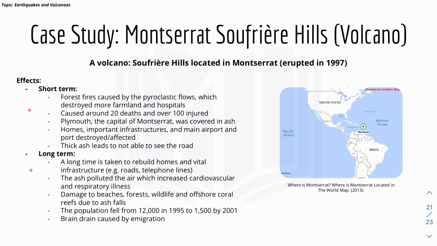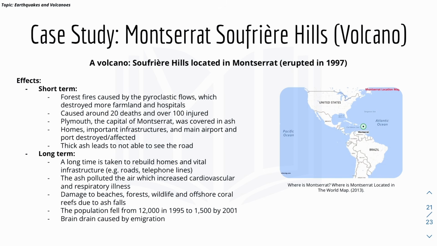And here are some short-term and long-term effects of this volcanic eruption. So short-term effects include forest fires caused by the pyroclastic flow, which is ejected from the volcano itself, and it destroyed more farmland and hospitals. This caused around 20 deaths and over 100 people injured. And as mentioned, Plymouth, the capital of Montserrat, was covered in ash, and also, quite importantly, infrastructure and the main airport were destroyed, leading to not being able to see the road due to thick ash, and destroyed houses and lots of rubble around.